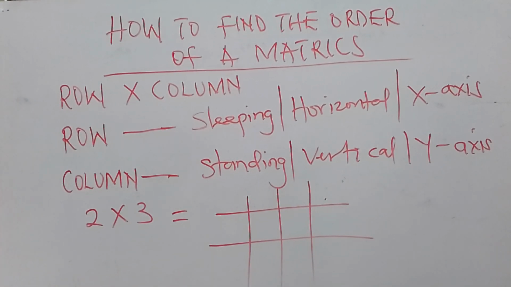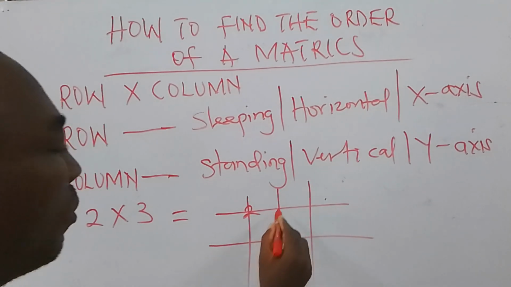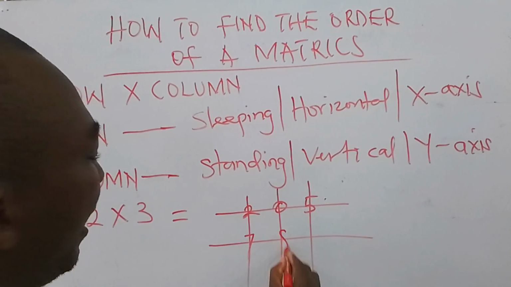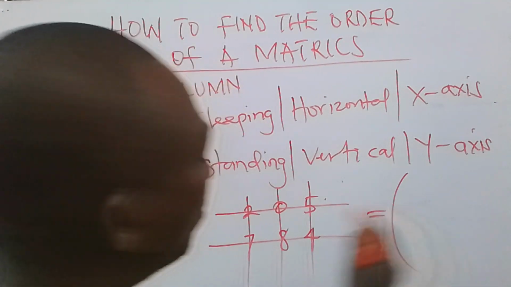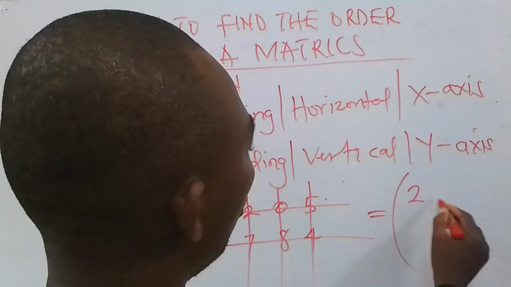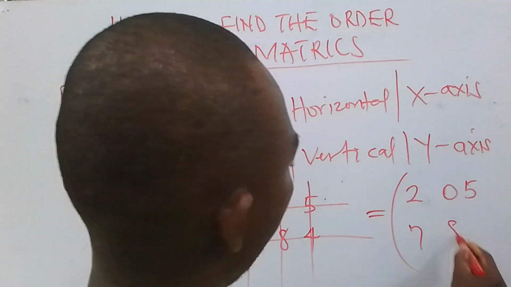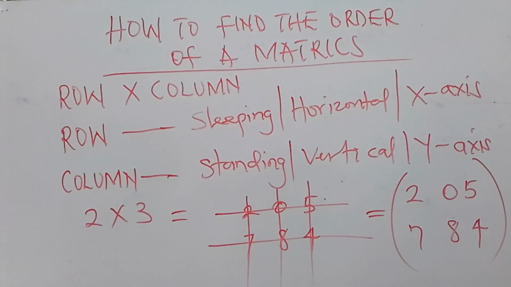Now, what will be the elements now? I want to introduce elements in this: 2, 0, 5, 7, 8, 4. Now, let's bring the arrangement in bracket now. 2, 0, 5, 7, 8, 4. This is a 2 by 3 matrix.